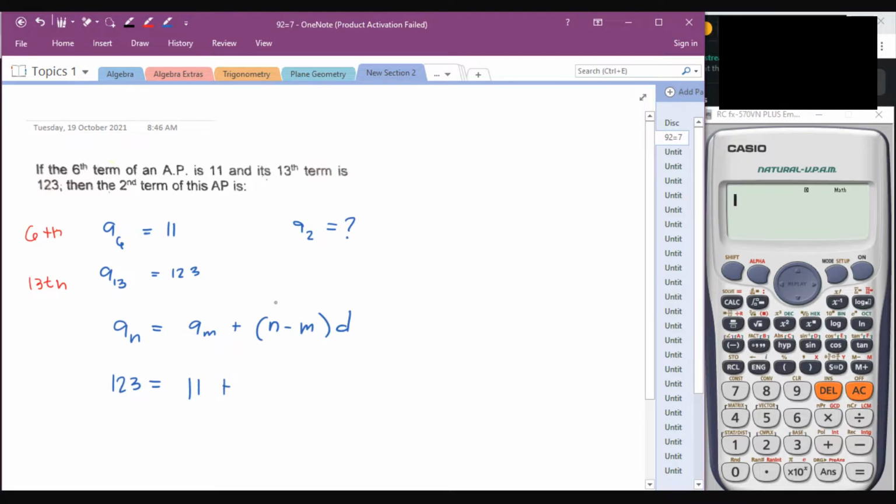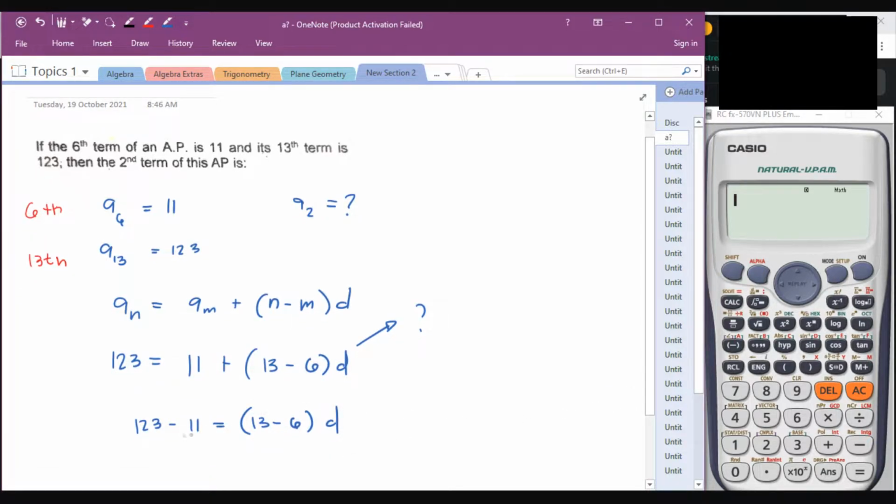11 plus n. N mo dyan is 13 minus 6. D. Ang natira is D. Hindi mo alam yung value niya. Okay? Now, we simplify this. So, 1, 2, 3 minus 11 equal to 13 minus 6 multiplied to D. Okay. So, we can divide it with the value ng 13 minus 6.